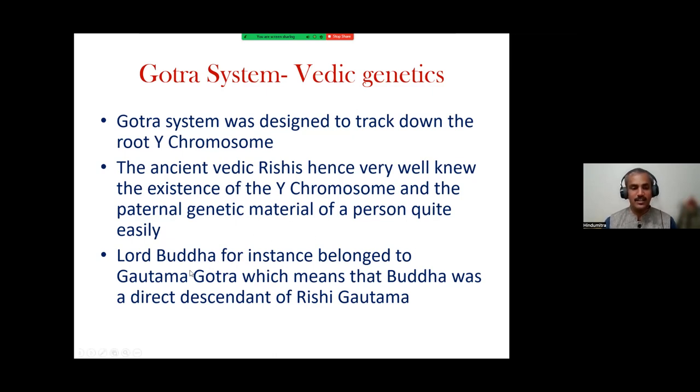So when we say Gautama Buddha, he belongs to a Gautama Gotra. That means he is a direct descendant of Gautama Rishi. So we need not search who his forefathers are. Just by Gotra, we know.